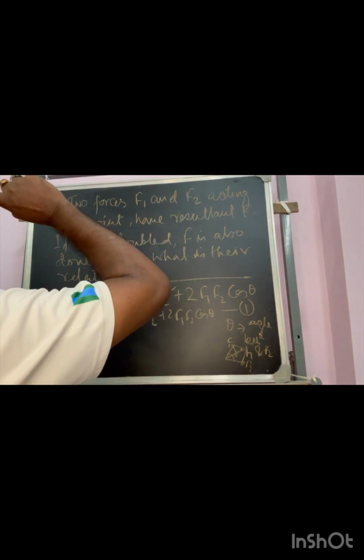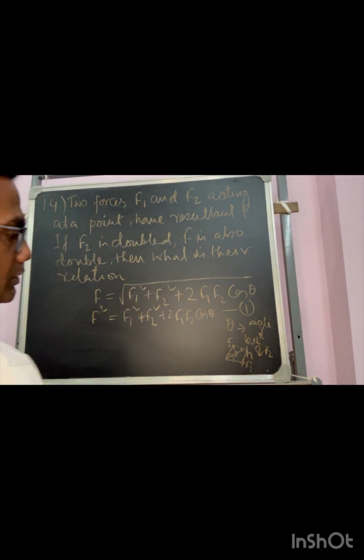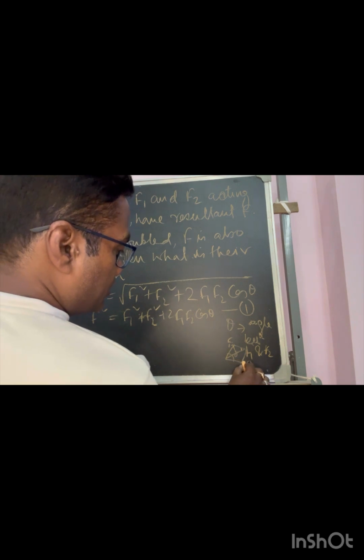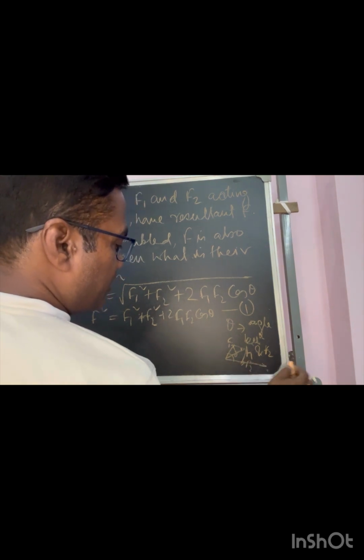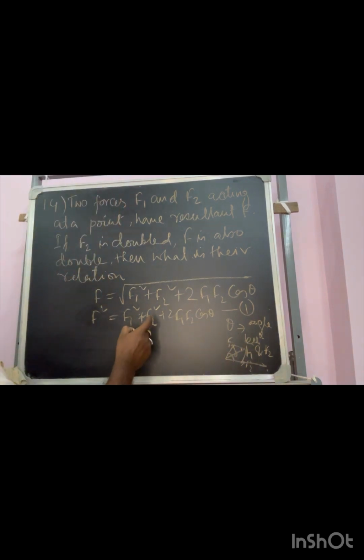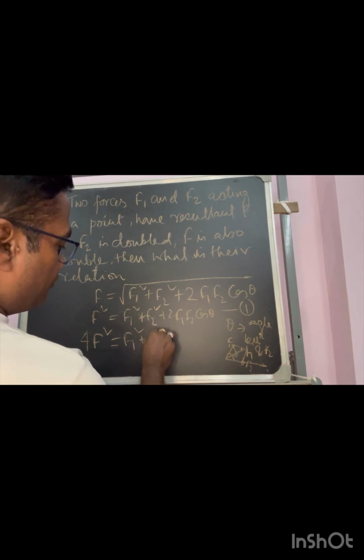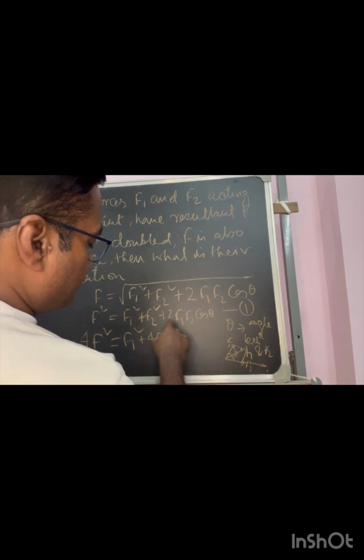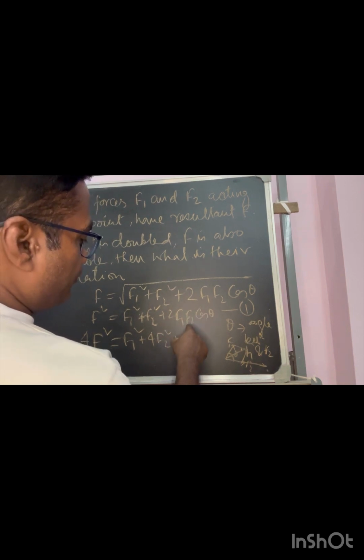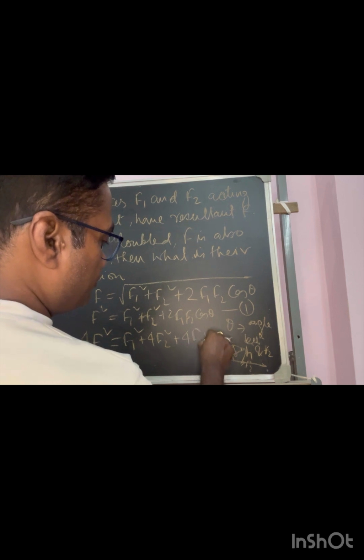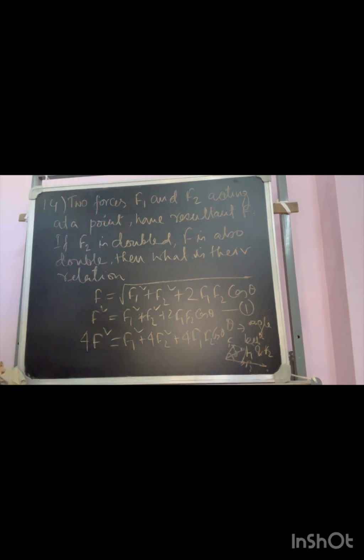Now in the second equation it is saying that if F2 is doubled, so we can assume that F2 is doubled in the same line, it is not changing its direction, so the angle between F1 and F2 will be same, but instead of F2 it will be 2F2 and the resultant will be 2F. So the second equation, if we square up, will become 4F square equals F1 square plus 4F2 square plus 4 F1 F2 cos theta.